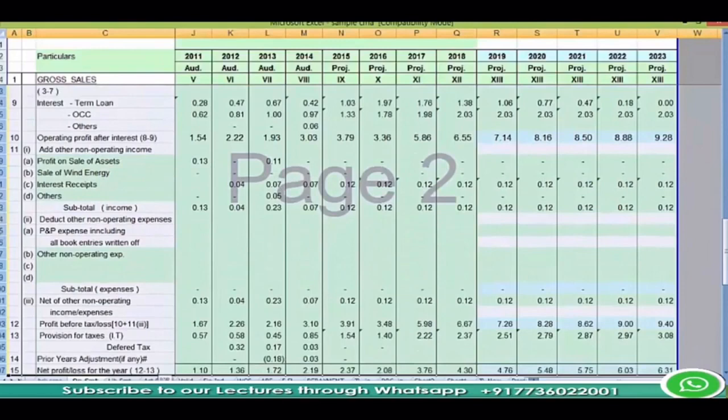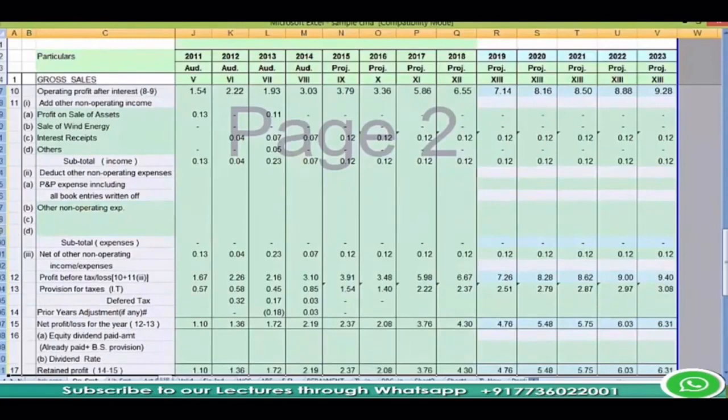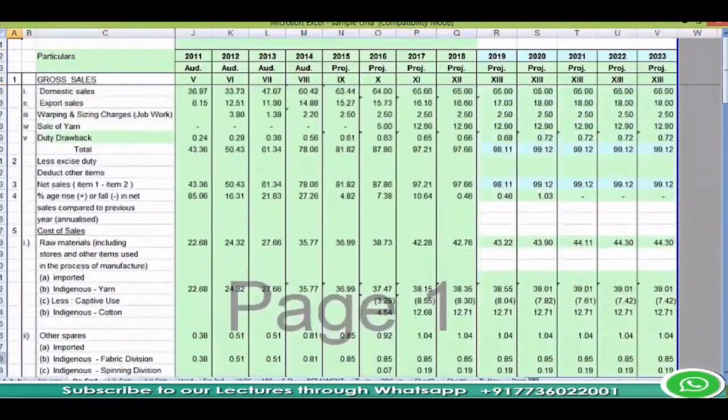Then finally it talks about the profits and the tax component, and what is paid as dividend and what is a retained profit. We will understand all this concept one by one in the subsequent sessions, but this is how a typical CMA will look like, which is basically an Excel document. So this is the first input sheet.